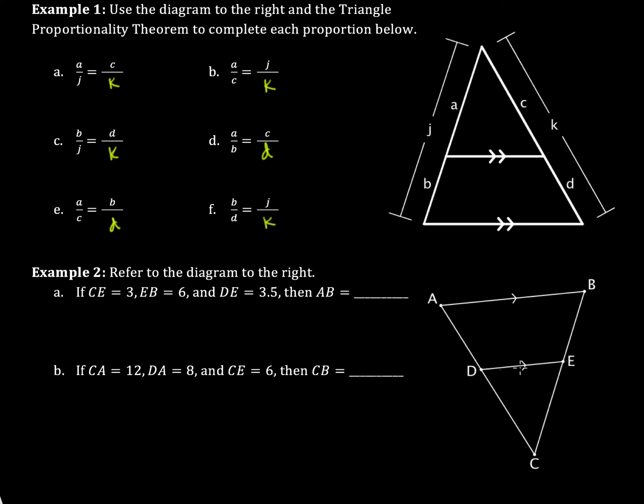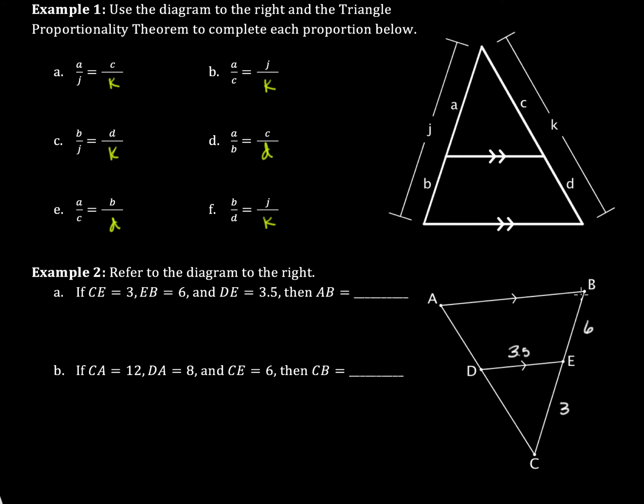In example 2, it says, in this diagram, first of all, notice in this diagram I have a segment that's parallel to one of the sides of my bigger triangle here. So I know that theorem 7-3 will apply in this situation. It says if CE equals 3, so that's a 3, and EB equals 6, and DE equals 3.5, then what will AB equal?